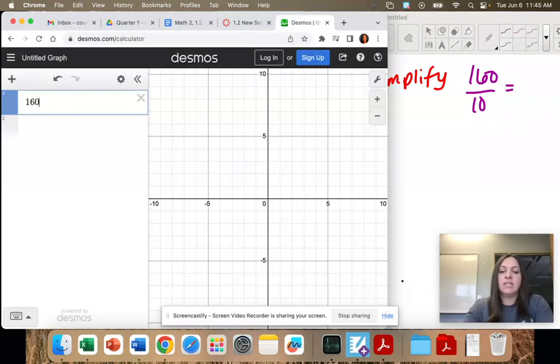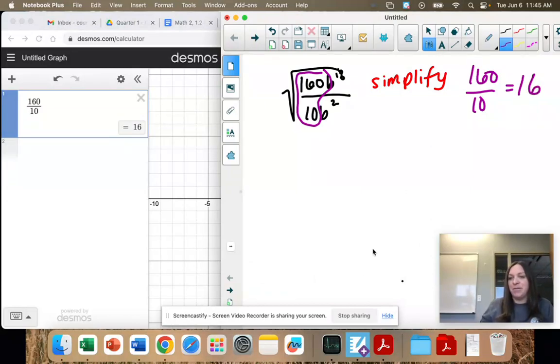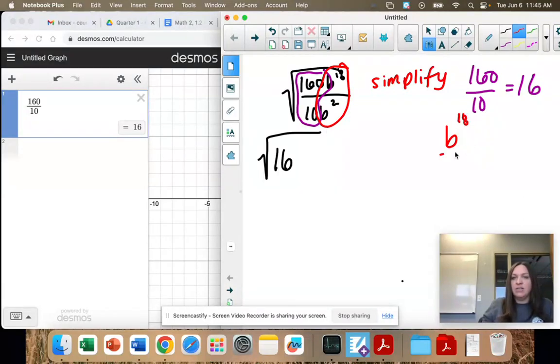So 160 divided by 10 is 16. Maybe you could do that without a calculator. So now I have the square root of 16. And we're going to simplify our exponents. This is what we learned in our last section. If I have b^18 divided by b^2, we're going to use the quotient property for exponents, where you subtract. So 18 minus 2, we have 16 b's left over.